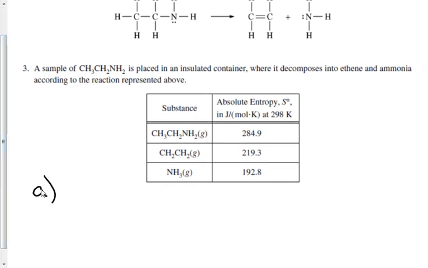Using the data in the table above, calculate the value in joules per mole Kelvin of the standard entropy change, delta S, for the reaction at 298. So you're given all the data. We've done this a couple times. You have an equation there. What do you do?